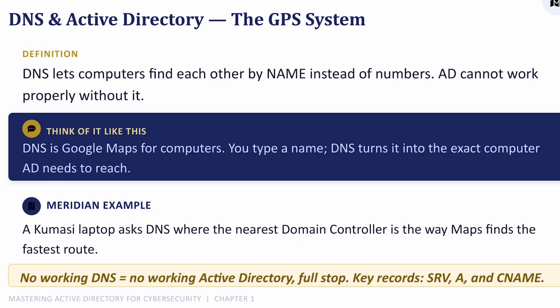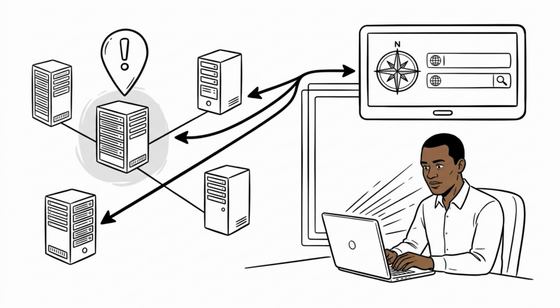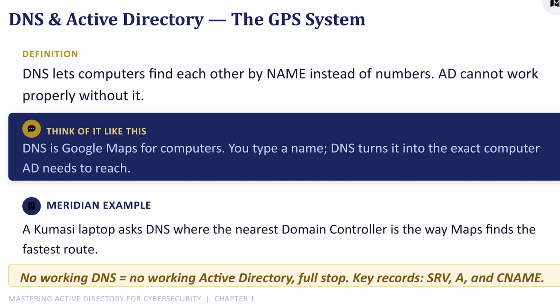Now we are at engine room 4 of 5, which is DNS and Active Directory. So in a slide, I use DNS as a GPS system, okay, which actually means Domain Name System. Yeah, the slide says DNS lets computers find each other by name instead of numbers. Okay, think about Google Maps. You don't normally memorize the exact coordinates of every business you visit. You search by name. Yes, when you want to visit a place you don't know on Google Maps, you search by name. You don't search by coordinates.